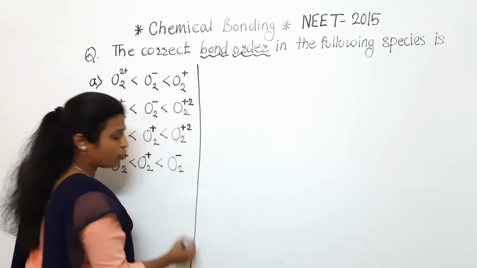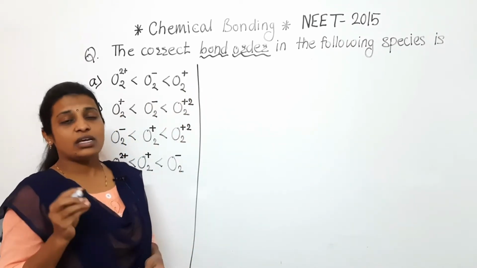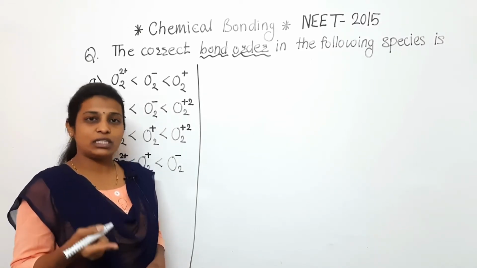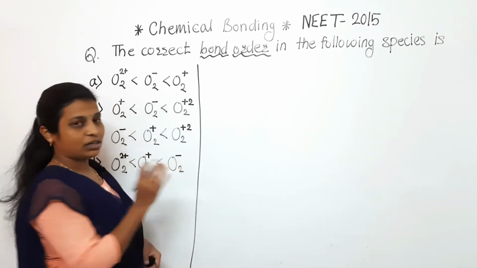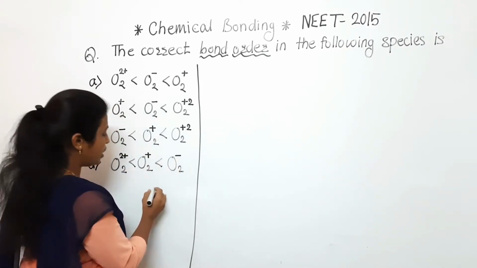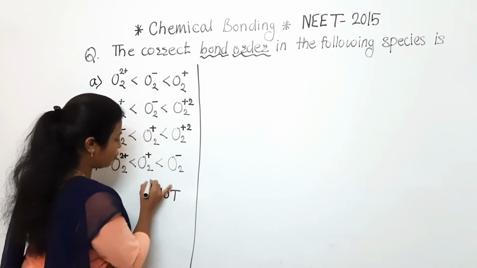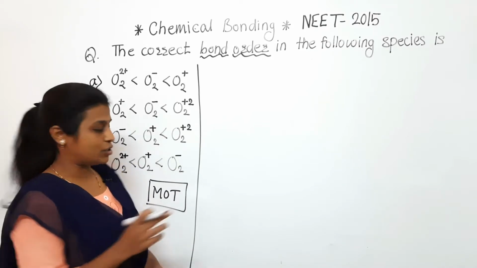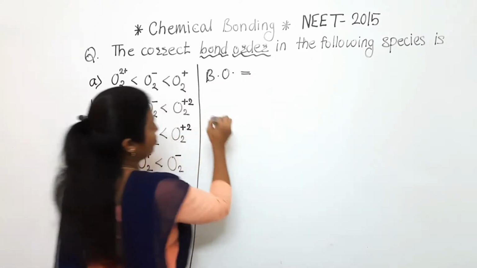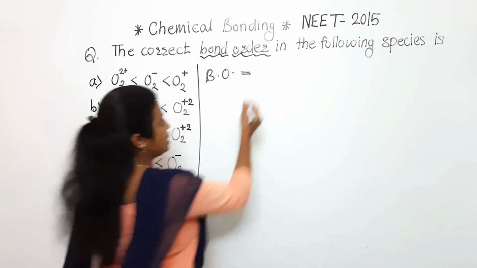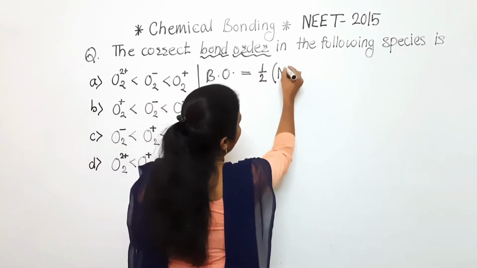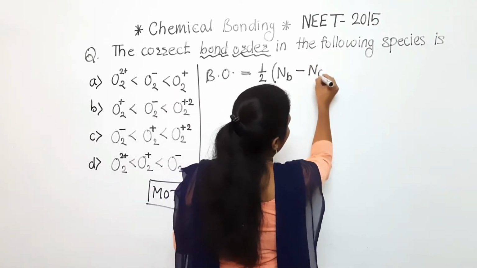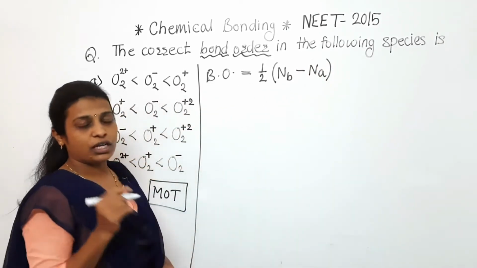So for that one, before going towards the main discussion, I will tell you MOT, molecular orbital theory. It is a very important concept for the NEET or IIT, so everyone should study that point, that is the MOT, how to find out the bond order, or what is paramagnetism and diamagnetism. So here also we'll discuss what is the formula. Formula of the bond order is 1 by 2 (number of electrons present in the bonding orbital minus number of electrons present in the anti-bonding orbital).